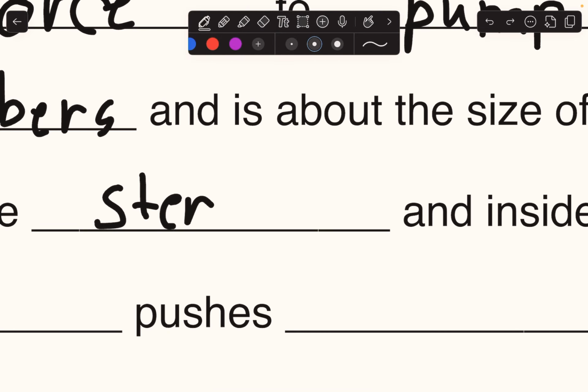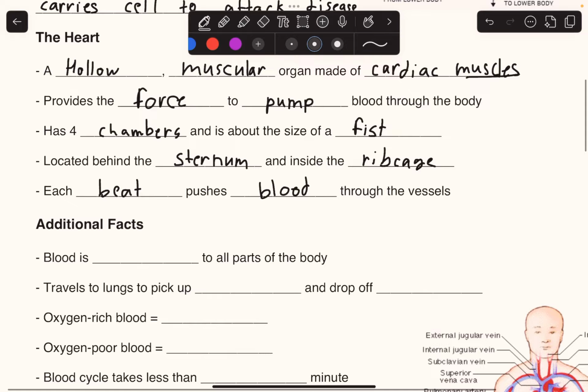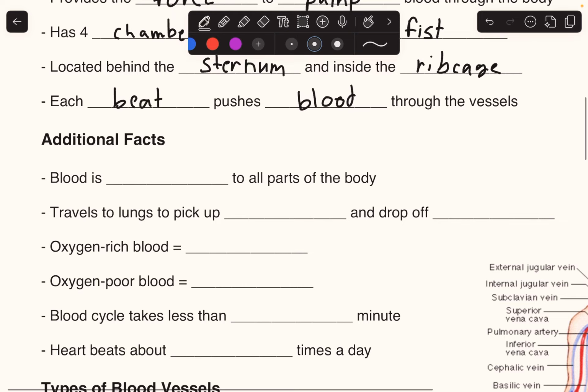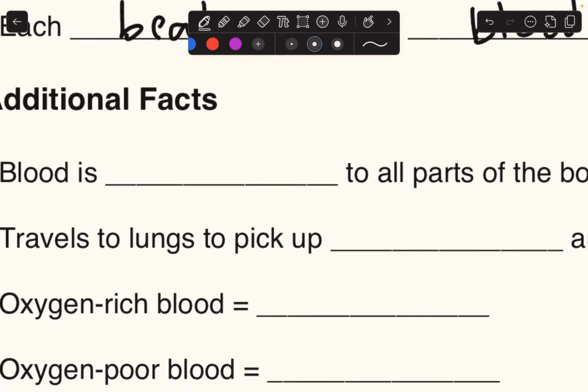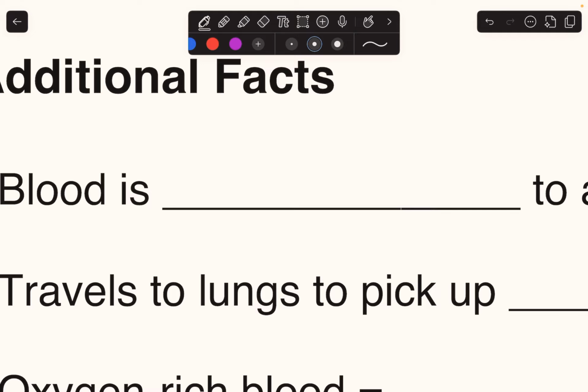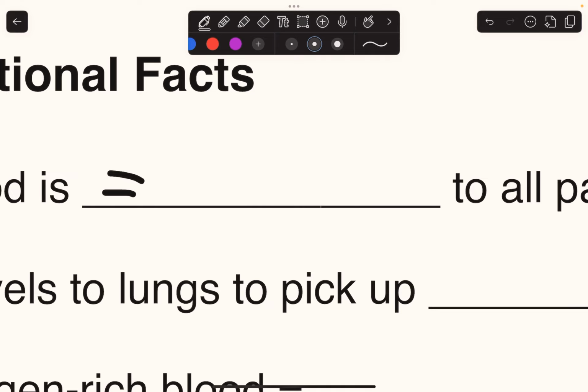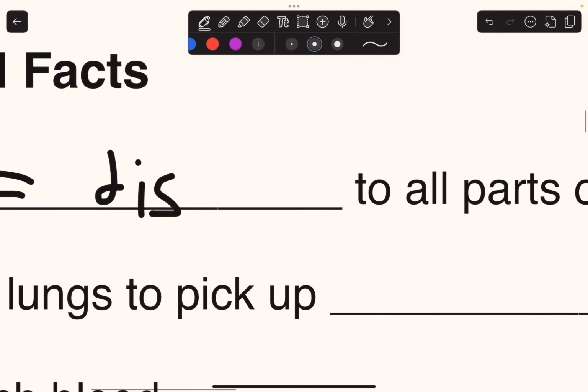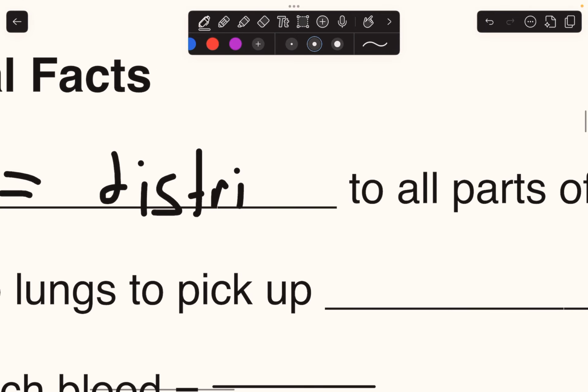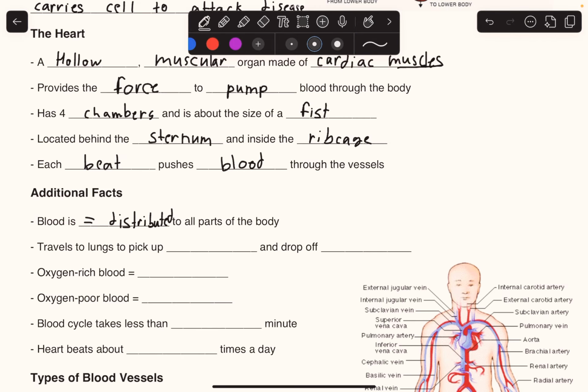Each beat of the heart pushes blood through the vessels into the entire body. An additional fact about it is that blood is equally distributed to all parts of the body.